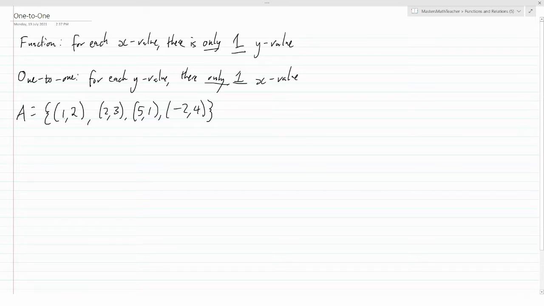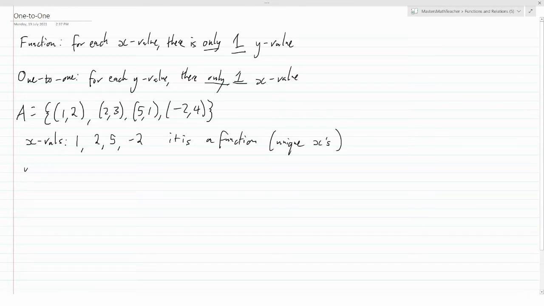Now let's see whether it's a function or one-to-one or both. So we list the x values. The x values we have are 1, 2, 5, and -2. For each of the ordered pairs here, we have a unique x value. That means for each x value, there is only one y value because we haven't listed it twice. So this means it is a function.